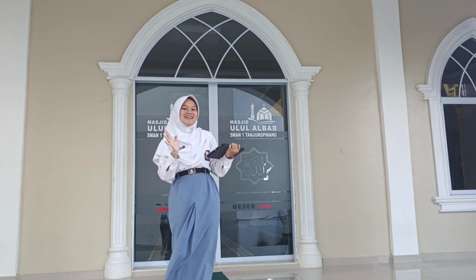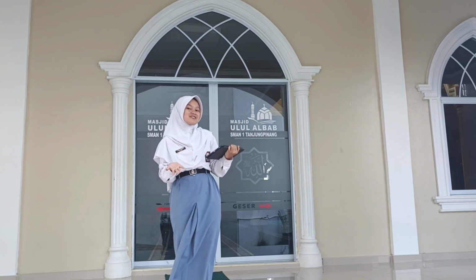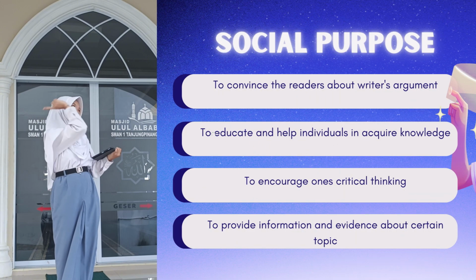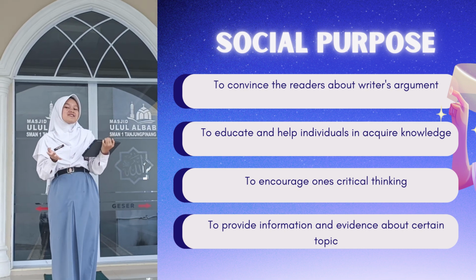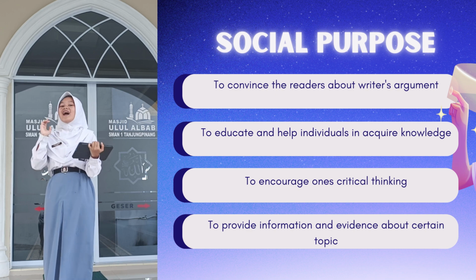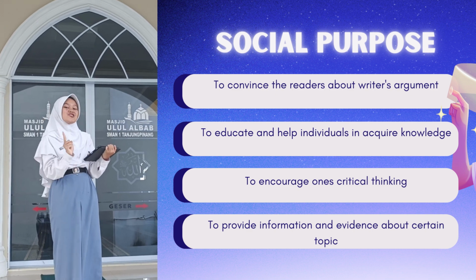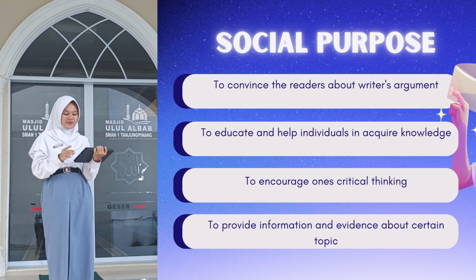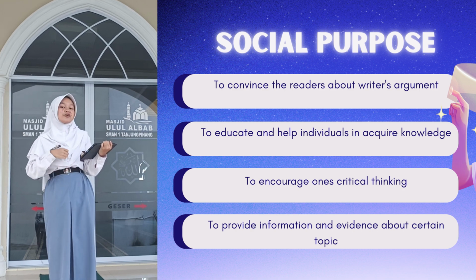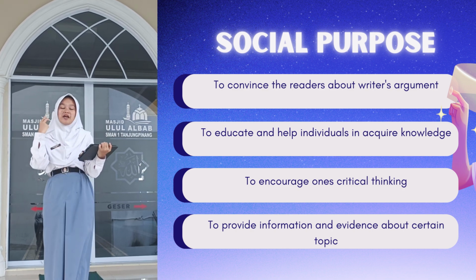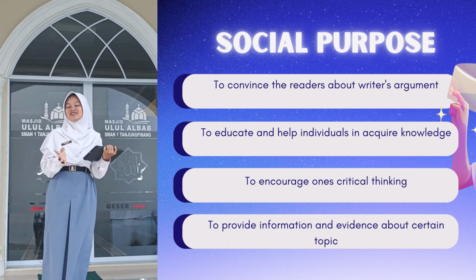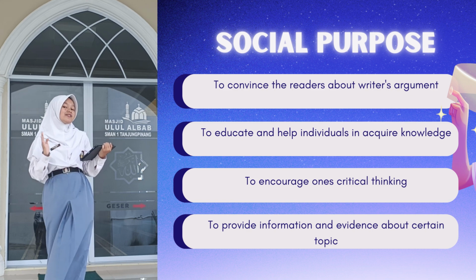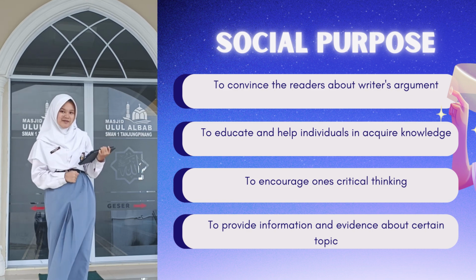Hello everyone, so I want to tell you about the social purpose of expository text. First, to convince readers about a written argument. Expository text focuses on explanation, process, or ideas. Expository text uses a logical organization, supporting evidence, and an unambiguous tone. Expository text helps readers to understand without trying to change their opinion.